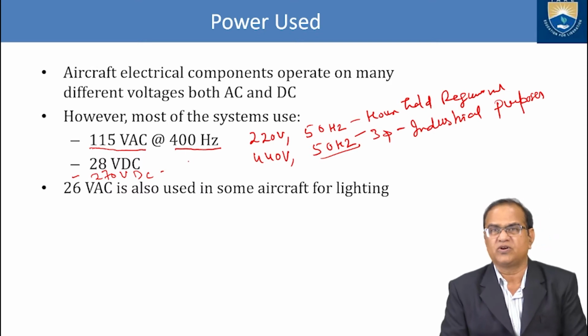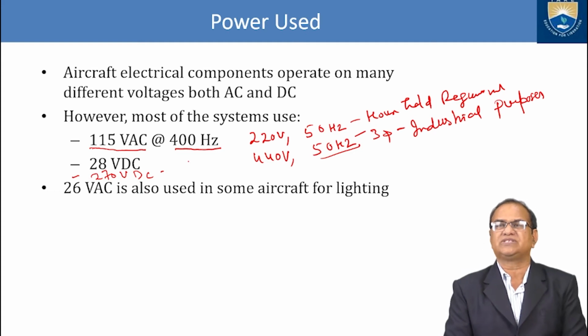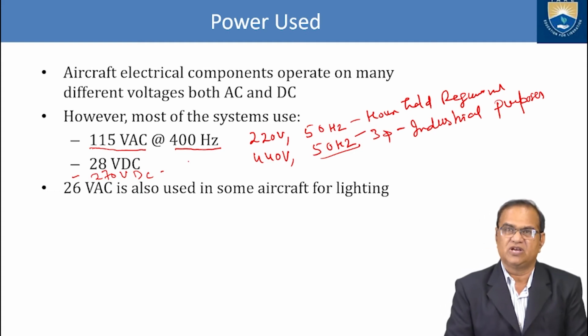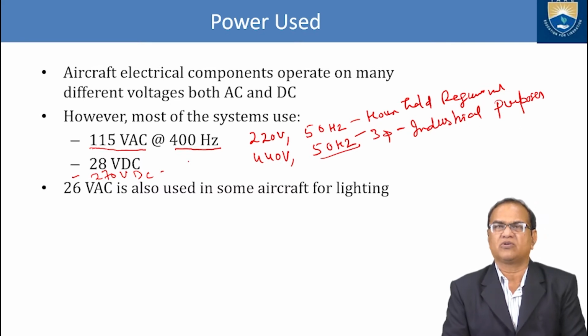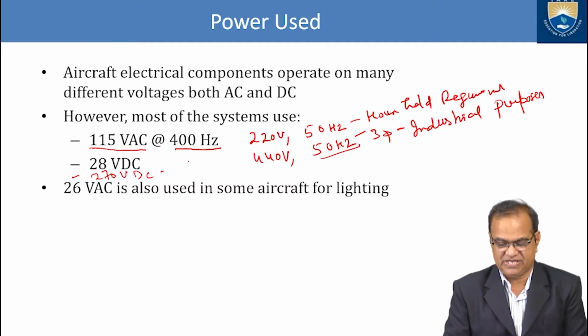Next we have 26 volt AC, which is also used in some aircraft for lighting purposes. For the lighting of your cabin, your fuselage, your doors, your cockpit lighting, there we use 26 volt AC.